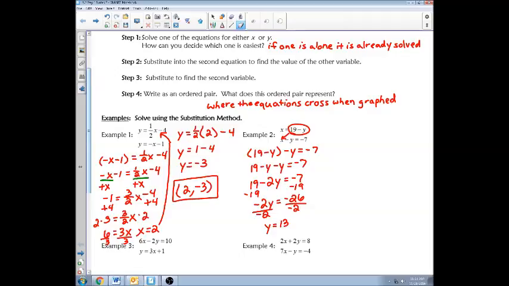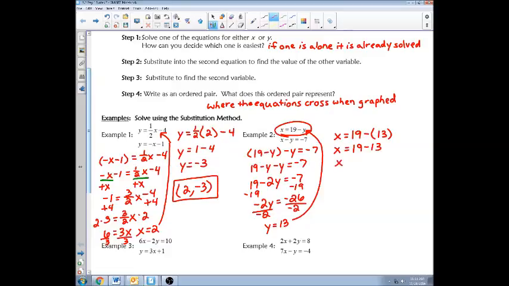Now what I'm going to do is go back up to the top. I'm going to take my 13 and plug it back in for one of the y's. I can plug it into either one, but since this top equation already has x equals by itself, I'm going to take that 13 and plug it in for that y. So x would equal 19 minus parenthesis 13. I can't do anything else inside the parentheses, so it would just be 19 minus 13. So x would equal 6. My ordered pair would be 6, comma 13, and I am done.